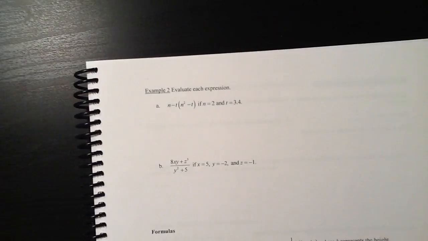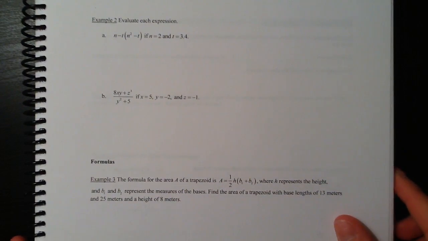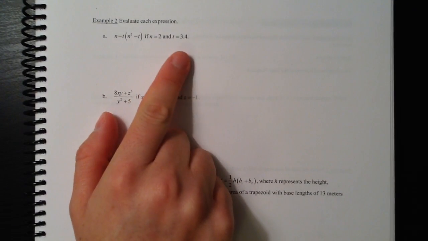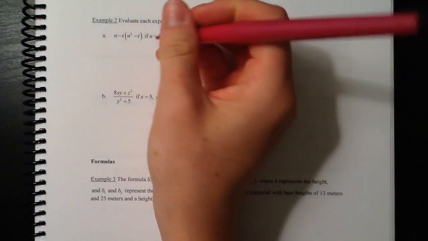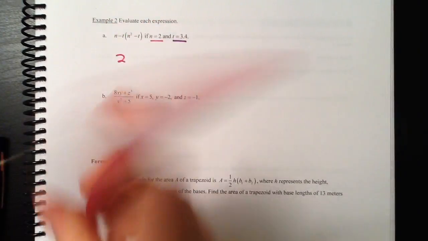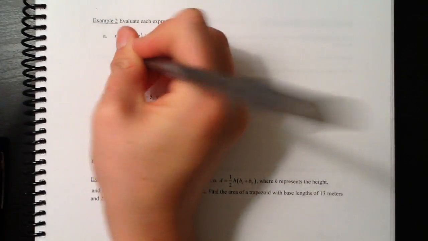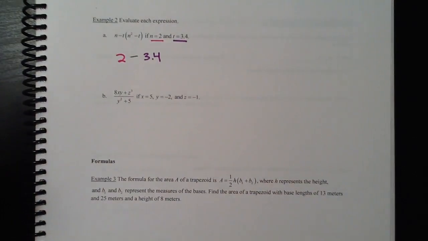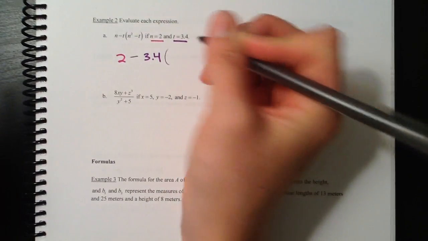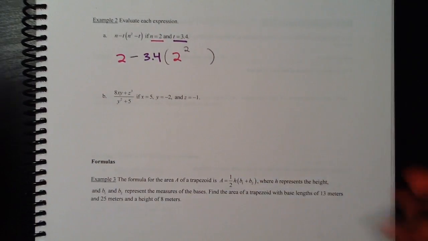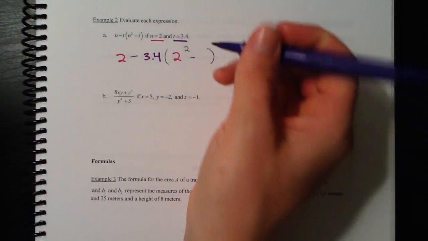Okay, next example here. Example 2, we've got part A and part B. So all of these, we've got n's and t's. We're going to replace them with these values right here. So I will color code again. Okay, so n is 2, and then minus t is a 3.4. And then in parentheses, we've got n squared, so 2 squared minus t, which is 3.4.